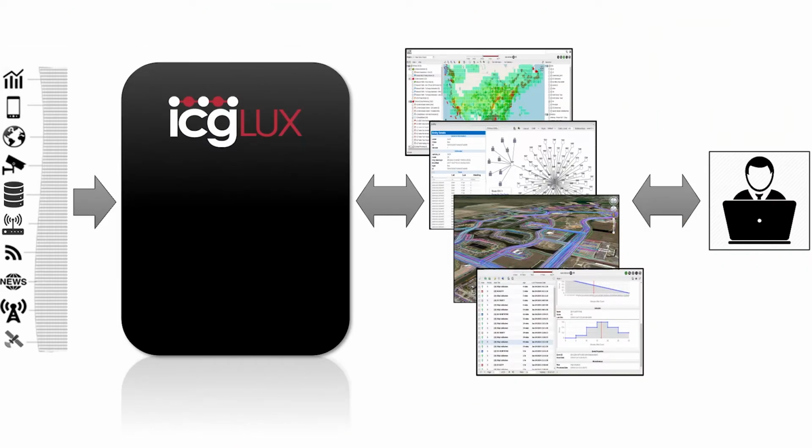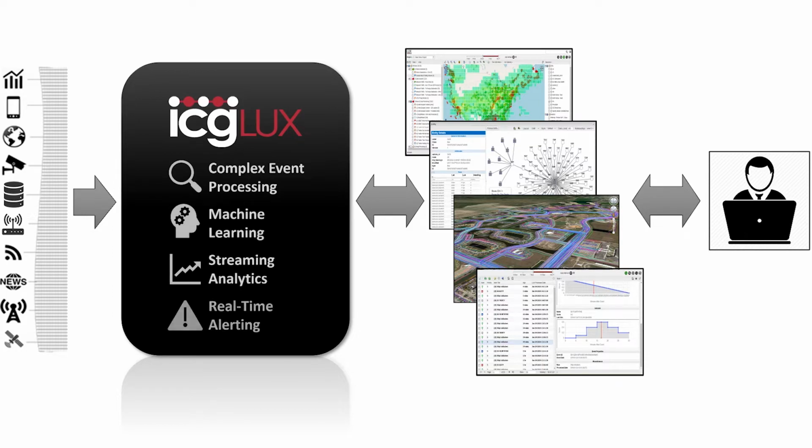My name's Nick Stroh, Chief Architect for ICG, and I'm going to show you a LUX project we've been working on recently. LUX is our real-time data exploitation platform. It does complex event processing, machine learning, streaming analytics, and real-time alerting on high-volume streaming data.